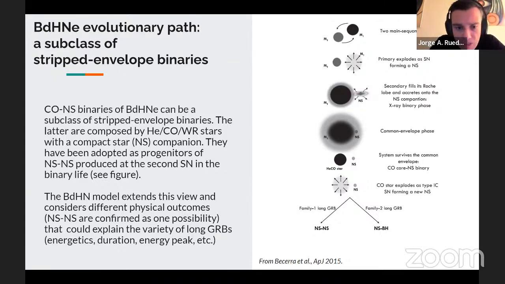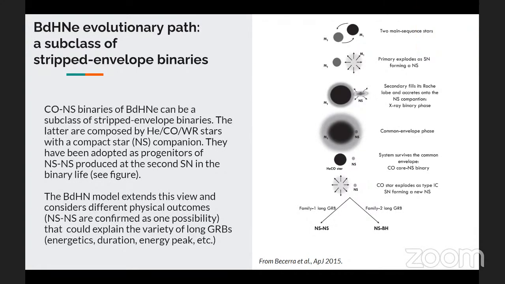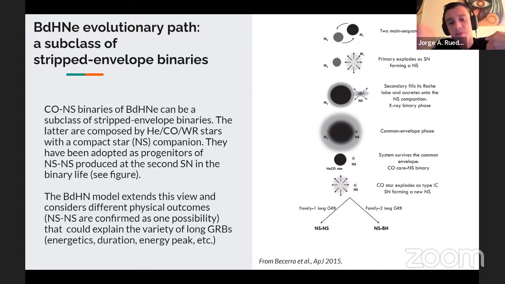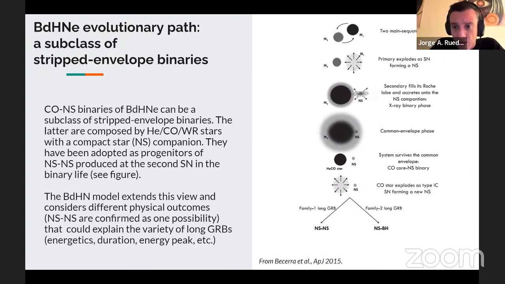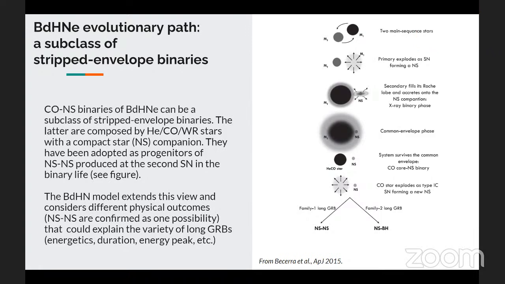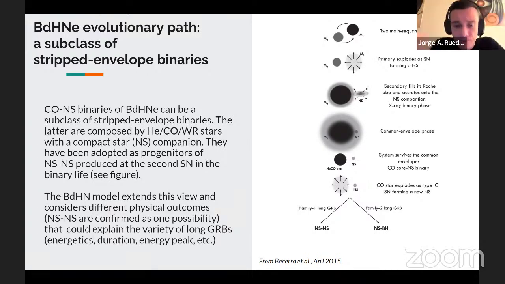Because these type Ib and Ic supernovae are thought to be formed in the core collapse of helium, carbon, oxygen, or Wolf-Rayet stars. And the widely accepted scenario for their formation is that they are in binaries with a compact star companion. The outer hydrogen and helium layers are stripped by binary interactions, tidal interactions, and by the occurrence of common envelope phases during the evolution.